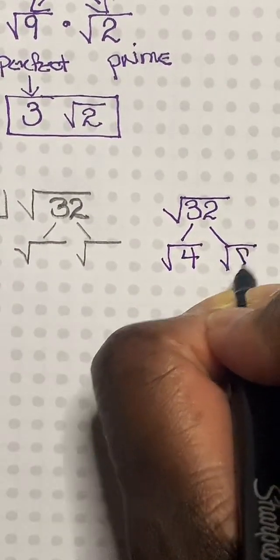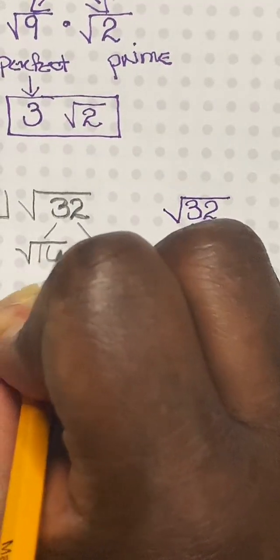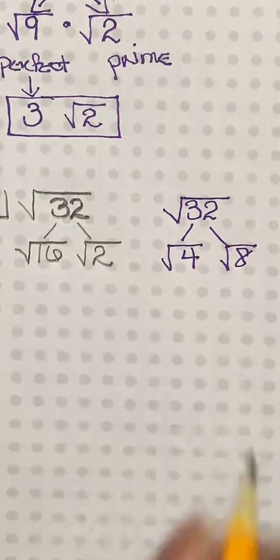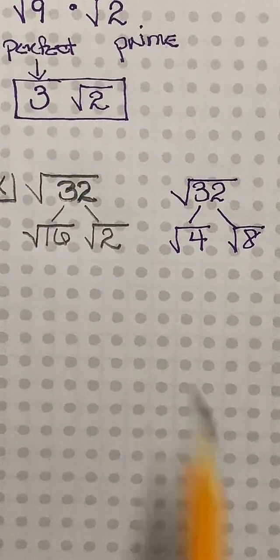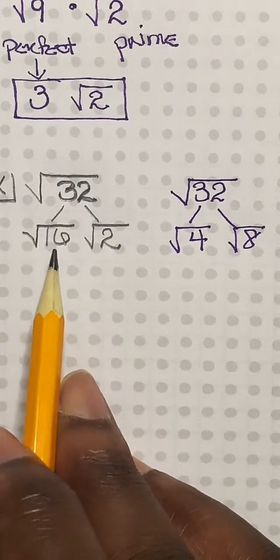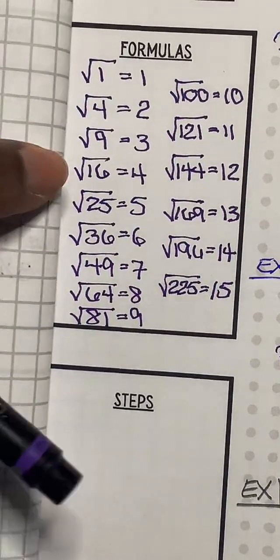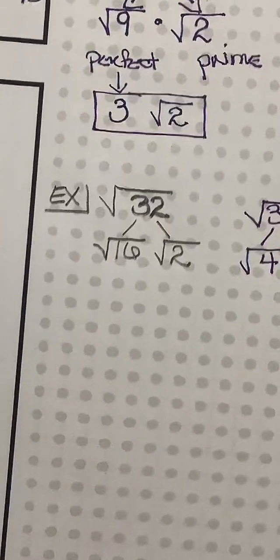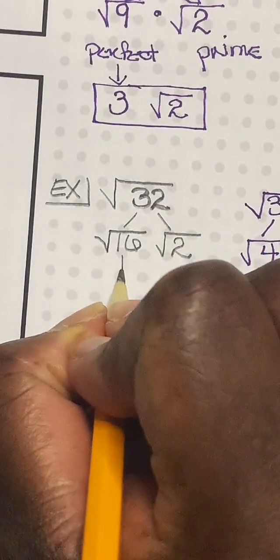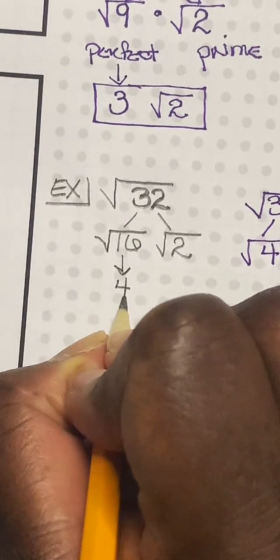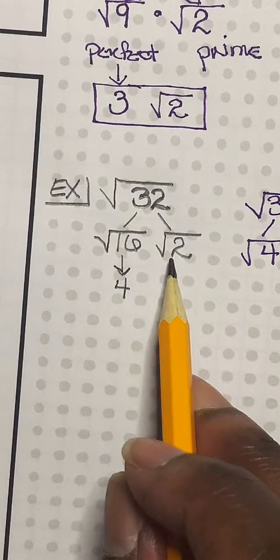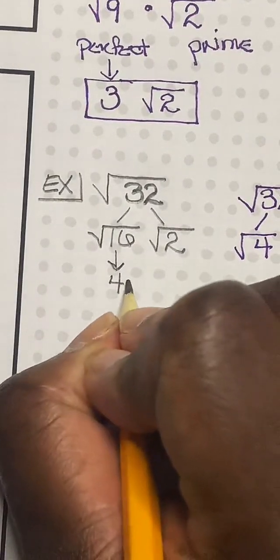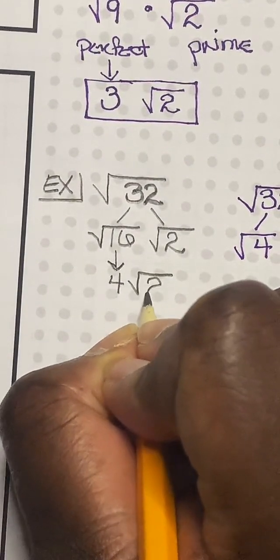Okay, we do 4 and 8, that's one of them. The other one will be 16 and 2. Okay, now, if we do the square root of 16, that's one of our perfects. The square root of 16 will give us a 4. So it gives us this whole number of 4, so it's no longer underneath the square root. But the square root of 2, that's prime. So if I can't break it down, I bring it down.